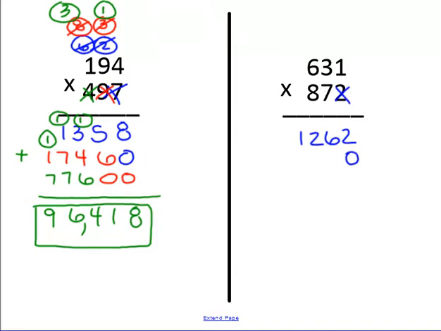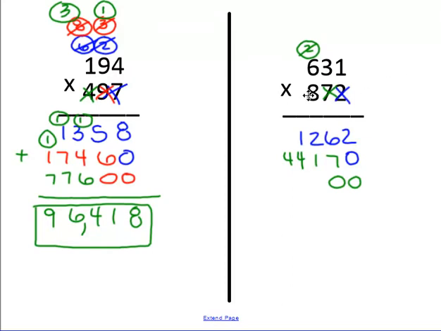7 times 1 is 7. 7 times 3 is 21. So I'm going to carry the 2, and I'm going to put the 1 down here. 7 times 6 is 42. Plus 2 is 44. Now, I'm done with the 7. I'm going to cross out my carries, but this time I have 2 placeholders on the next line. And guess what? If I had another number after that, I'd have 3 placeholders. And another number after that, 4 placeholders, and so on and so forth. So now I'm going to switch colors.